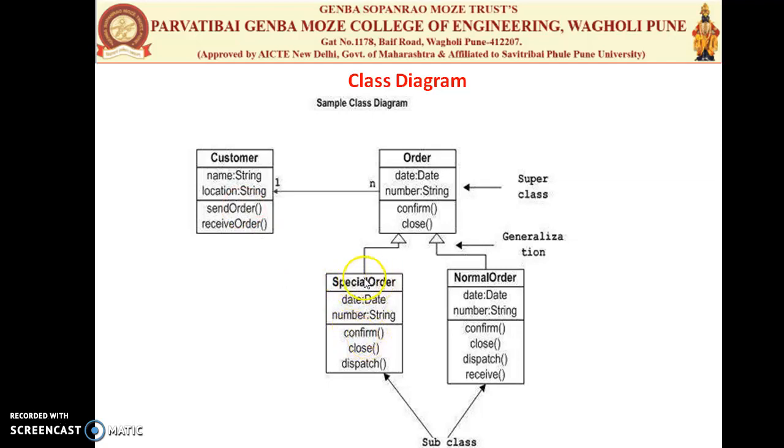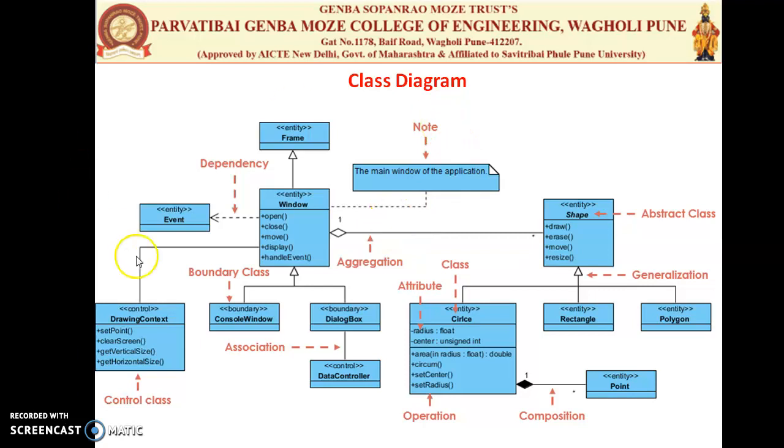When the customer is ordering special goods, or when the customer's order is a special order, then this class will be called. And when the customer's order is a normal order, this class will be called, and the customer will receive the things. So these are the subclasses of the superclass. Again, we can see a class diagram which has different classes with different relationships and multiplicity. You can see these are different classes with aggregation and with generalization. Generalization is nothing but the subclass. Then here is the association, where one class is associated with another.